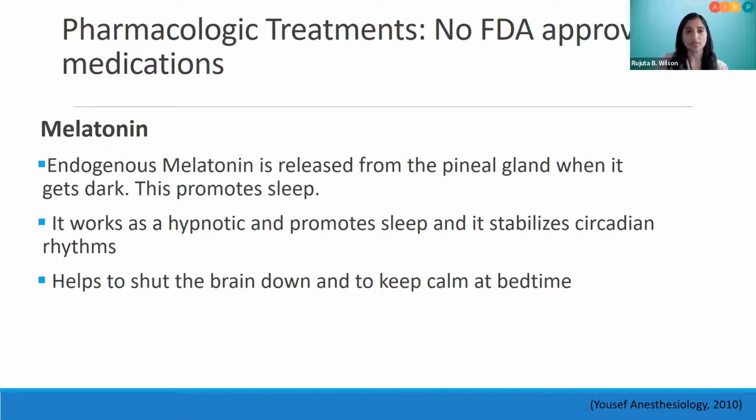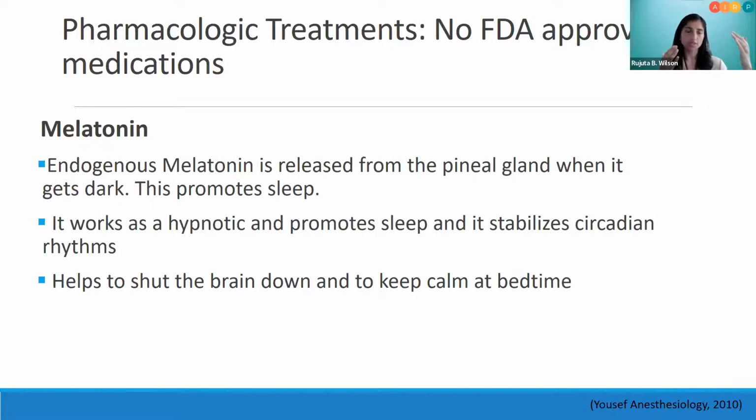But first, let's talk about melatonin, which we mentioned a little bit earlier as well. We talked about some neurobiological abnormalities that we've seen in studies of autistic individuals. Endogenous melatonin is released from what we call the pineal gland, which we saw much earlier in that pictograph of their circadian rhythm, when it gets dark. This release of melatonin promotes sleep. It works both as a hypnotic and promotes sleep, and it stabilizes circadian rhythm.